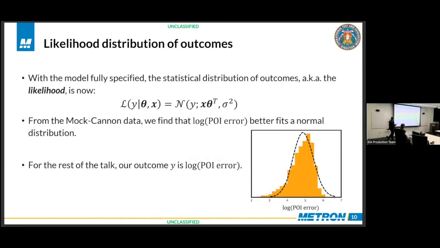And one note is that because this is the likelihood of outcomes and it's normally distributed, we want to make sure that our outcome obeys or is in agreement with our assumptions. So when we took a look at the data, we found that taking log of point of impact error was more normally distributed. So for the rest of this talk, the outcome variable will be log point of impact error. Okay.